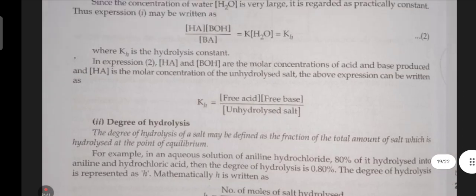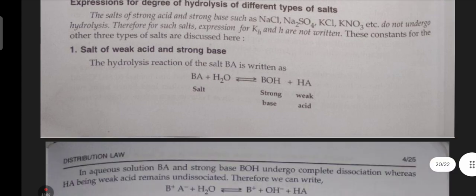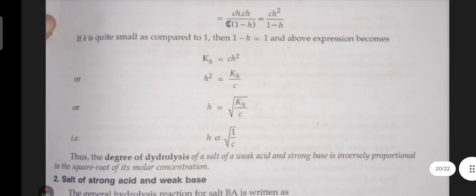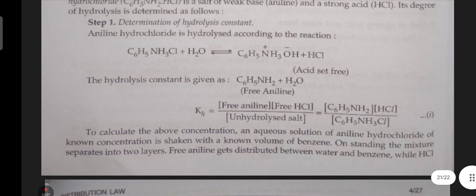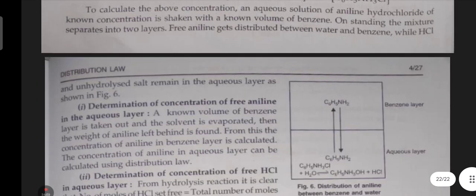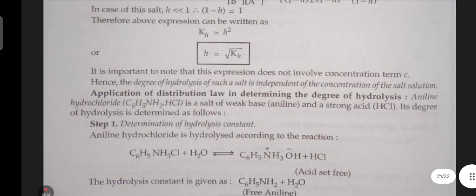Now we will see the expression for the degree of hydrolysis for different types of salt, by taking weak acid and strong base, and strong acid and weak base. Overall we will get the value of h is equal to the square root of KH. The application of distribution law is to determine the degree of hydrolysis. We can discuss it by taking an example.